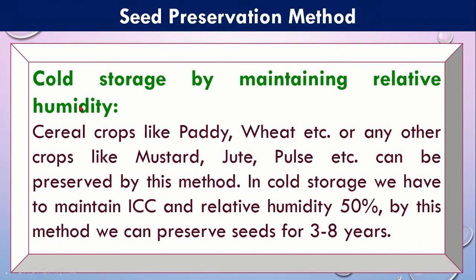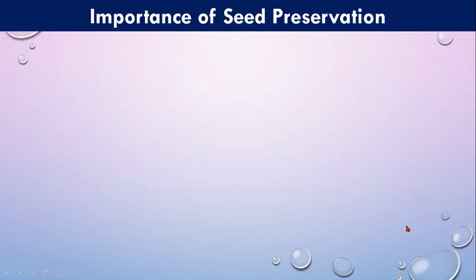Next one is cold storage by maintaining relative humidity. Paddy, rice, wheat, even mustard, jute, and pulses can be preserved by this method. In cold storage, we have to maintain ICC, that means intercooler system, and relative humidity of 50%. By this method, we can preserve seeds for 3 to 8 years.